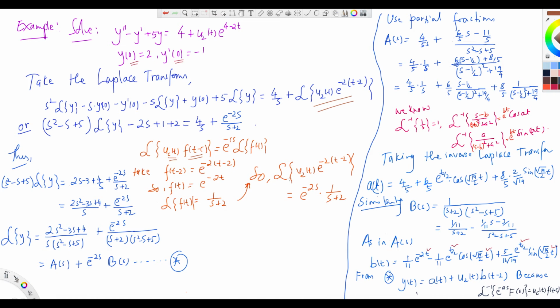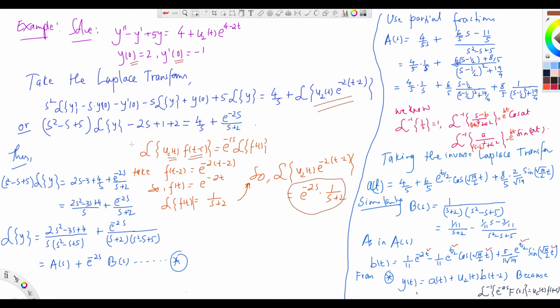So you can write that the Laplace transform of u_2(t) times e to the negative 2 times (t minus 2) will become e to the negative 2s, right? That's what I'm using, that e to the negative 2s times 1 over s plus 2. So this is the Laplace transform of this term, right? That's how I wrote there, e to the negative 2s over s plus 2.